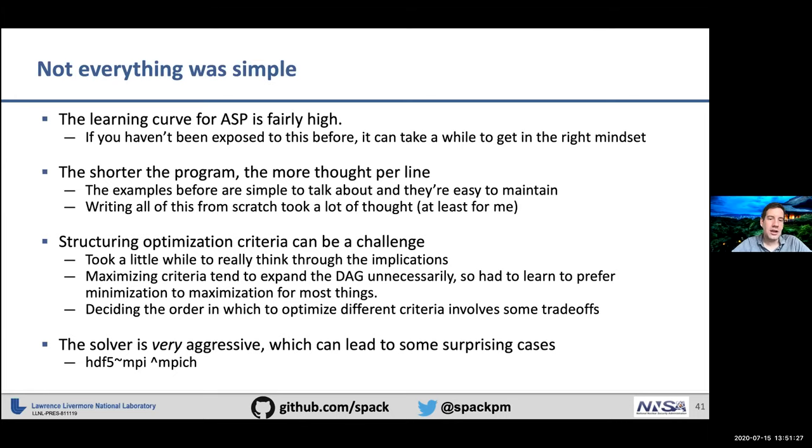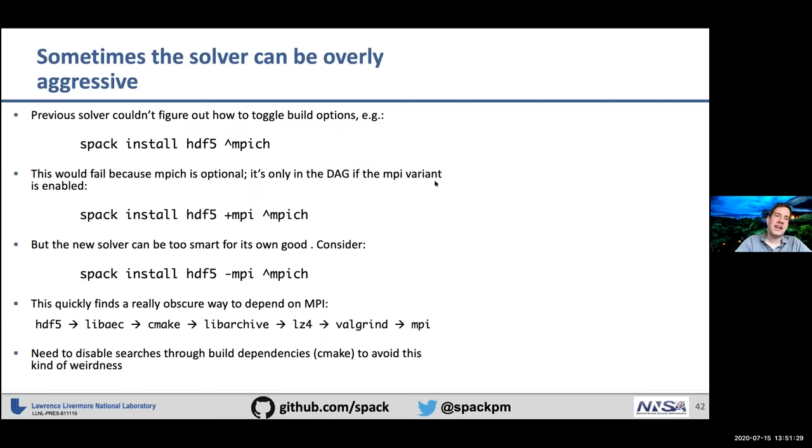And then here's another exciting, weird case that we found. If you've used Spack recently, you may have seen that if you say spack install HDF5 with mpitch, you have to help the concretizer along a little bit right now. So you have to say spack install HDF5 plus MPI to say MPI should be on, and then caret mpitch. That's because it's too dumb at the moment to know that MPI has to be on for mpitch to be in the DAG.